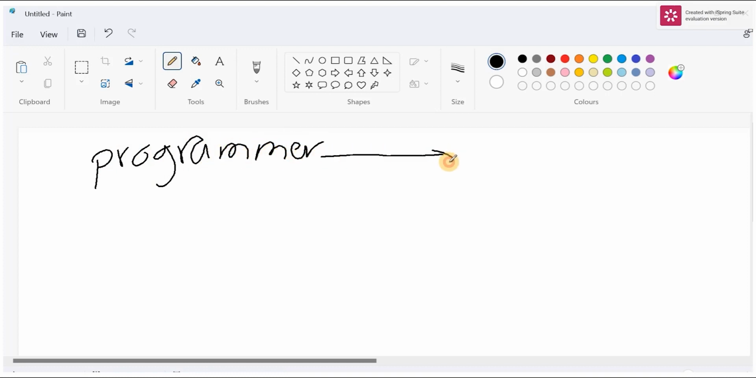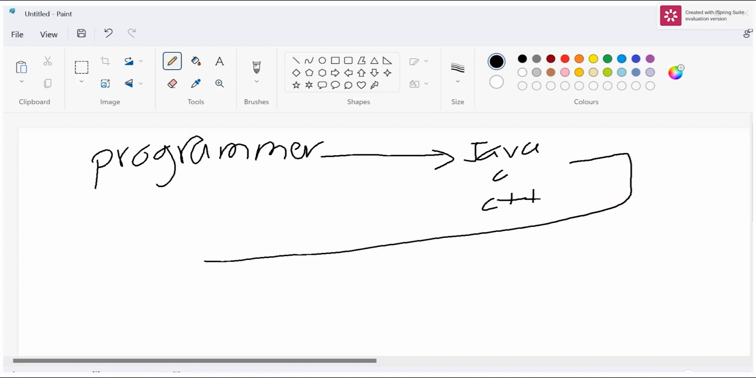We write our program in our programming language, that might be Java or C++, any language that we prefer. Then for the verification of that program, we submit our program to the compiler. Then that compiler will check our program.